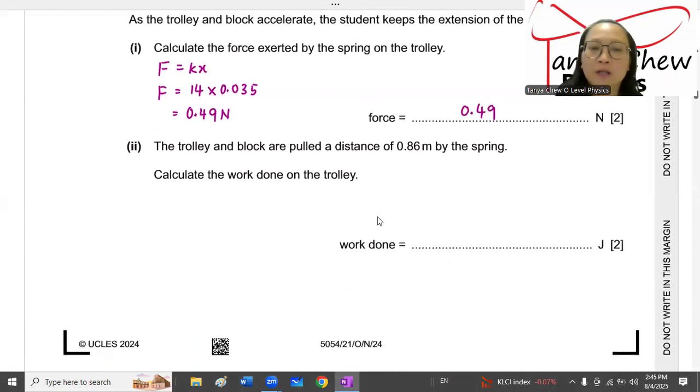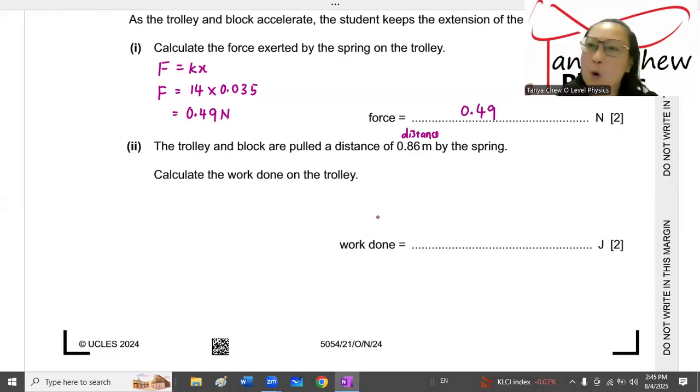Second part, the trolley and the block are pulled a distance. Okay, this is a distance. Be careful, this is not extension. Pulled a distance of 0.86 meter by the spring. Calculate the work done on the trolley.